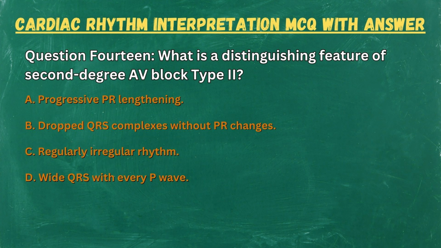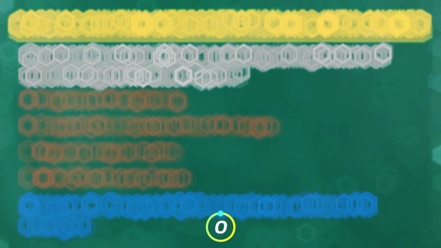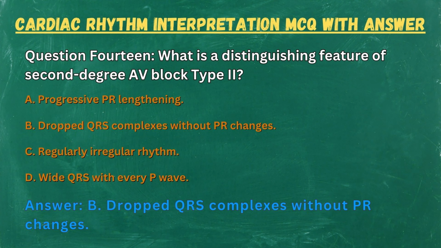Question 14. What is a distinguishing feature of second-degree AV block type 2? A. Progressive PR lengthening. B. Dropped QRS complexes without PR changes. C. Regularly irregular rhythm. D. Wide QRS with every P wave. Answer: B. Dropped QRS complexes without PR changes.